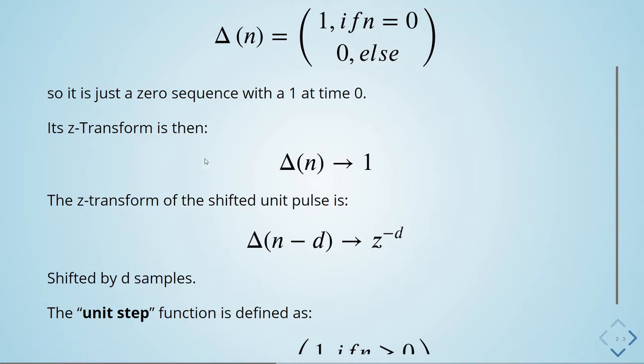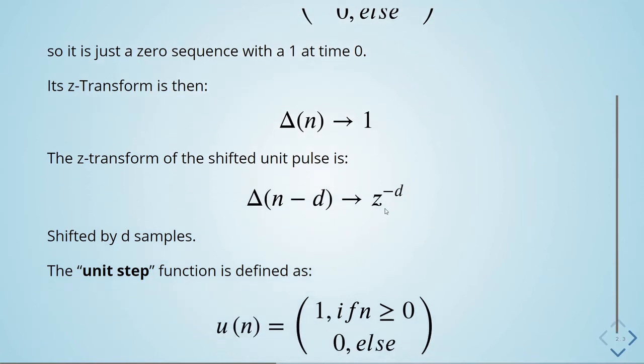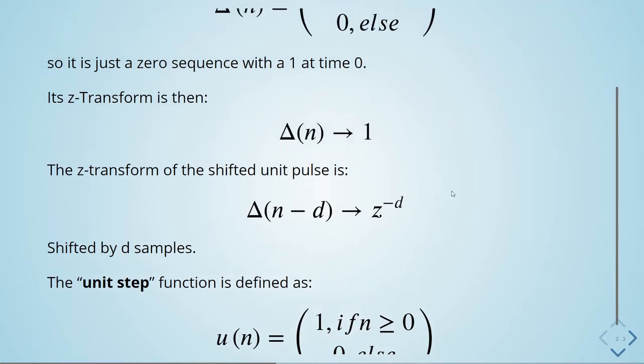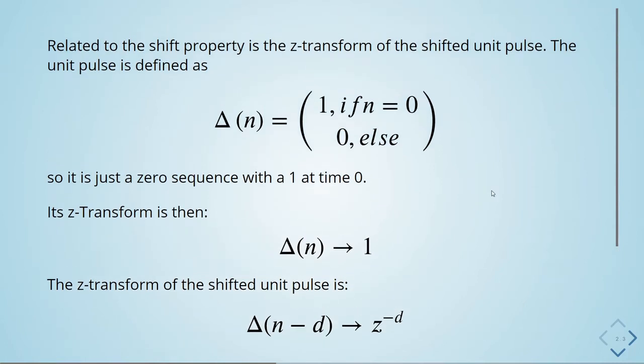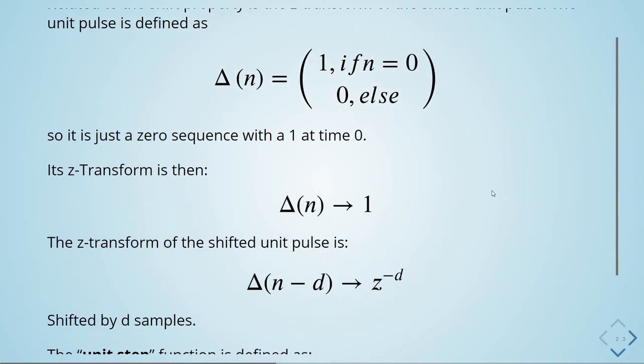So the zTransform of the shifted unit pulse. If we have this unit pulse and then we shift by d samples, then we have that this zTransform is z to the power of minus d. So what we have here is the zTransform of the shifted unit pulse. If we shift the unit pulse by d samples, it is equal to z to the power of minus d.